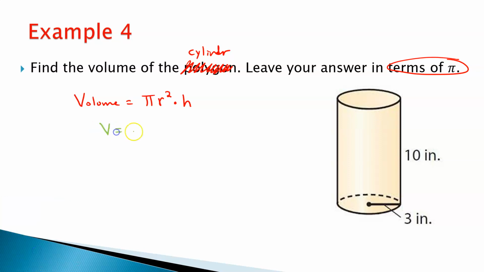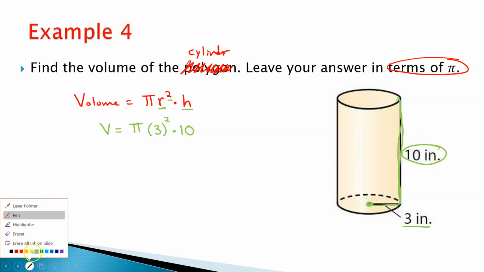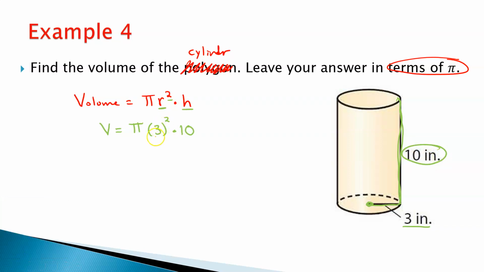V for volume is equal to pi. What is my radius? From the center to the outside, that measures 3 units. So we're going to write 3. Don't forget it's to the second power, and we are going to multiply that by the height. The height of the cylinder measures 10 inches, so we're going to multiply that by 10. Use a little bit of PEMDAS here. We're going to do 3 to the second power first. Volume is equal to pi, and that's not 3 times 2, that's 3 times 3, which is 9. And we're going to multiply that by 10.